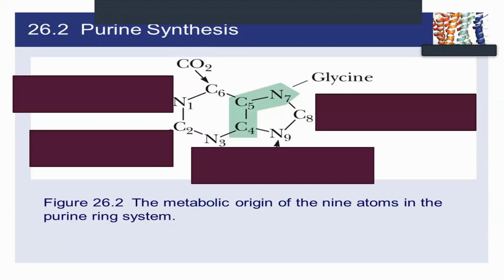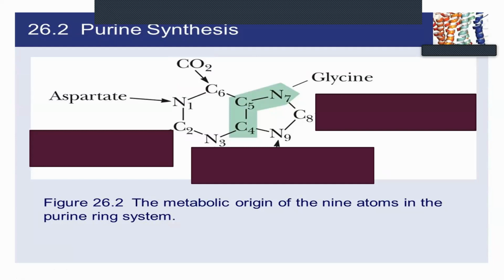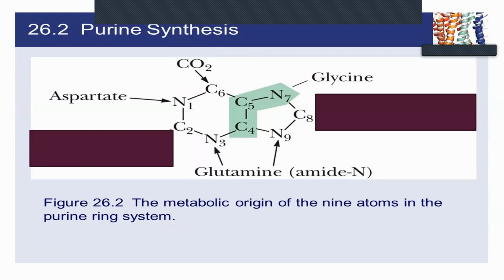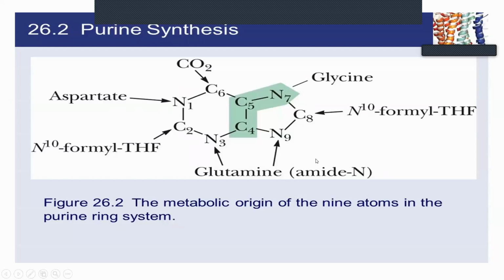Next, we have the C6. It is coming from carbon dioxide. So these are the origins. Basically, carbon dioxide पे कुछ reaction हुआ तो वहां से ये C6 आ गया और ये कार्बन आ गया. ठीक है, ग्लाइसिन का कुछ ब्रेकडाउन हुआ तो C4, C5 और N7 आ गए. N1 comes from aspartate, and N3 and N9 both come from glutamine. And lastly, the C2 and C8, they both come from N10 formyl tetrahydrofolate. Okay, N10 formyl tetrahydrofolate, or THF. So you have to remember C2 and C8, they both come from this substance.